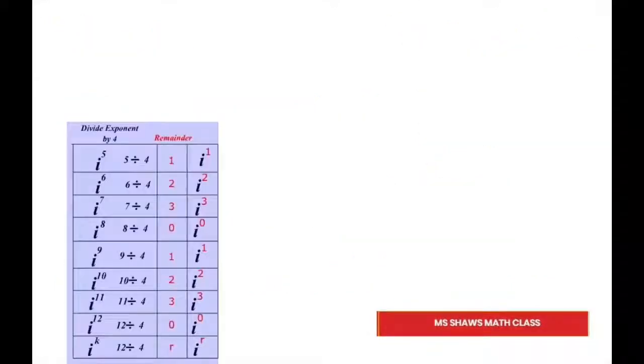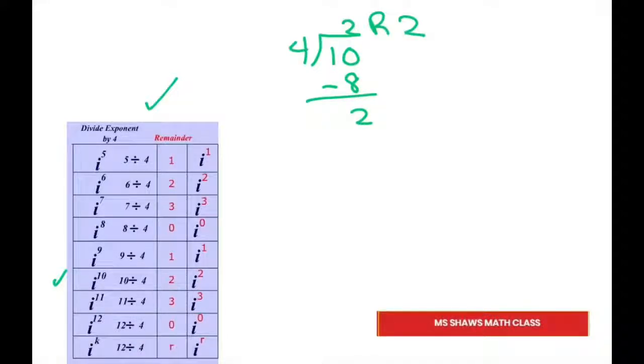So a good way to do this is to take your exponent and look at the remainder. So let's look at i to the 10th. You take 10 and you divide by 4. So you get 2. You subtract, you get 2. So the remainder is 2. So it's just i squared because it keeps repeating. We already went through these. And you can just keep repeating.